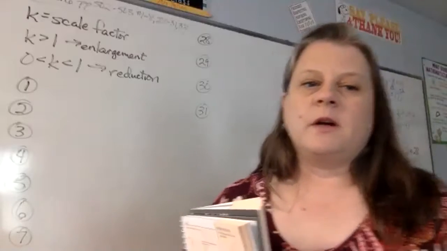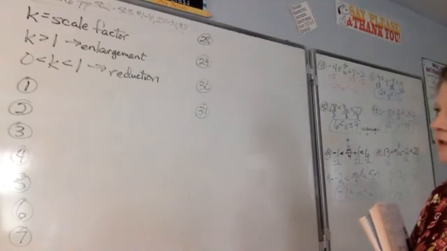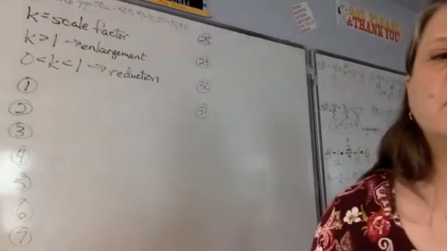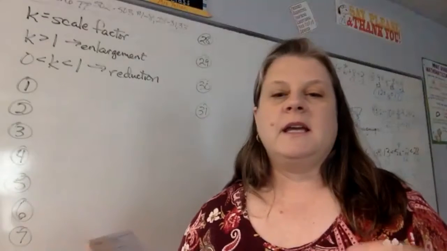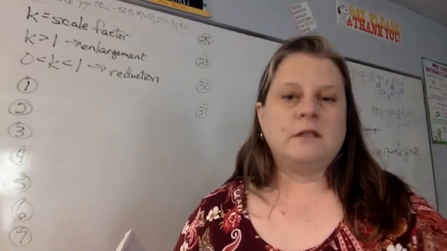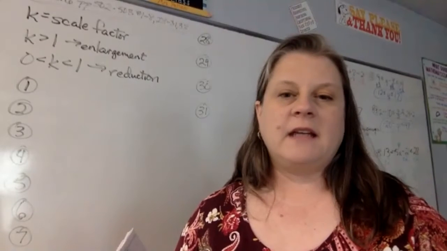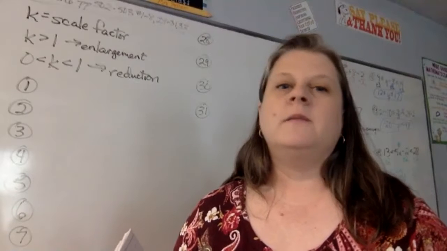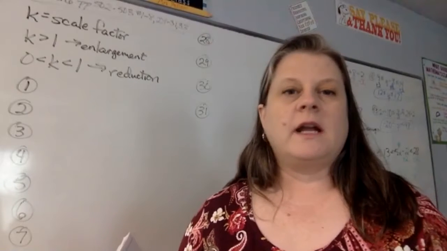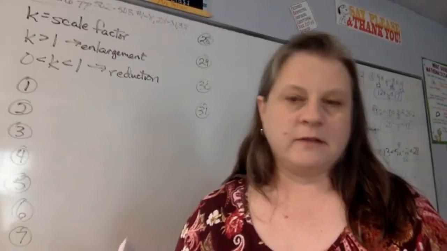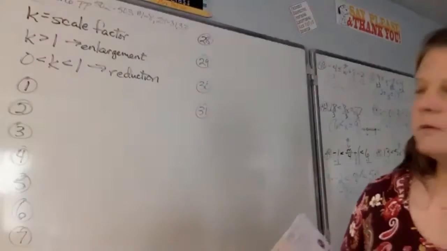Okay, I'm starting on page 498. That's where the section starts for dilations, 10.6. It's another type of transformation, except this is not a rigid transformation. Rigid transformations maintain the same size as the original pre-image. Dilations are enlargements or reductions, so it doesn't have the same size as the original. So it's not a rigid transformation.